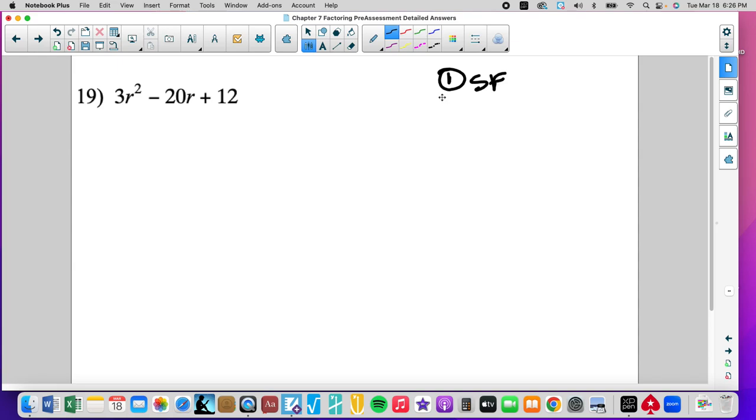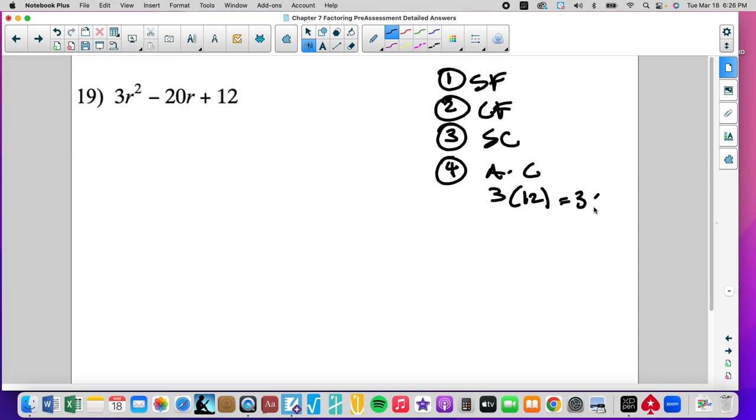Standard form, no. Common factor, almost. So close. Special case, no. 12 is not a perfect square. A times C. A is 3. C is 12. 36. 1 and 36. 2 and 18. 3 and 12. 4 and 9. 5, no. 6 and 6.